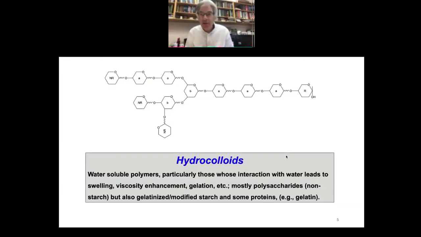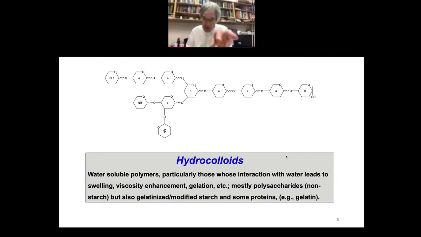Now, I want to differentiate right at the very beginning here with the term hydrocolloids, which is also frequently used. This term was coined a number of years ago, but a hydrocolloid is not necessarily a colloidal particle. With hydrocolloids, we're talking about water-soluble polymers, particularly those that interact with water and can swell, and as a result of that, induce viscosity or possibly gelation. Most of them are polysaccharides, non-starch, but some modified starches might also be considered as hydrocolloids, and some proteins like gelatin can be considered as hydrocolloids.